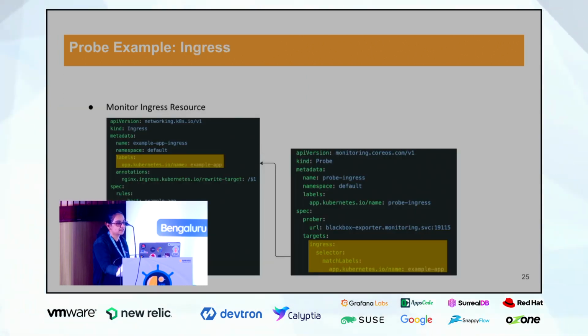Next one is ingress. Similar to the other monitoring objects, here also everything works on label selectors. So whatever namespace label you specify in the ingress, the same you have to specify in the selector field in the Probe for the ingress target.